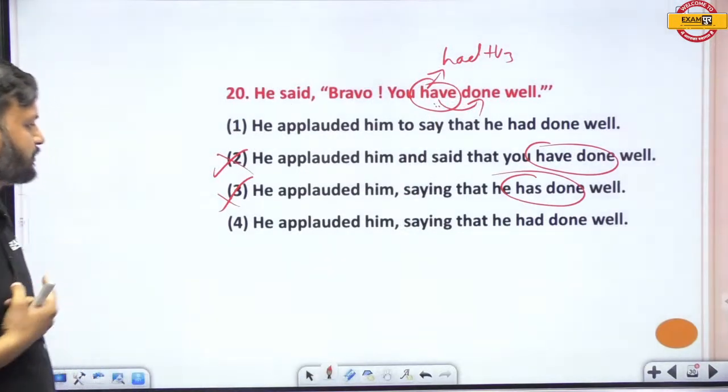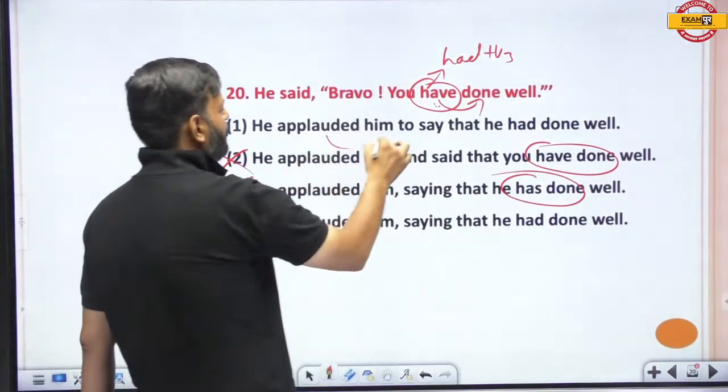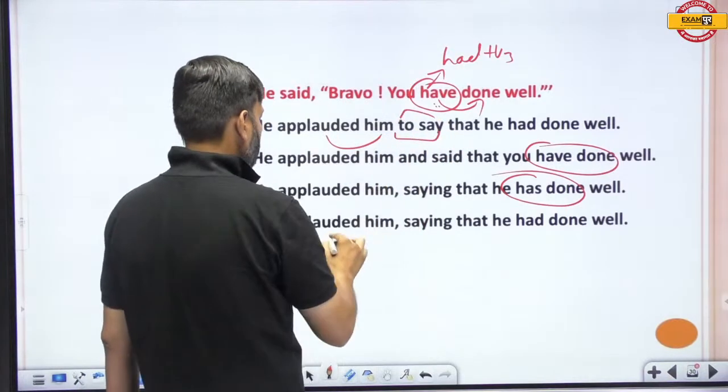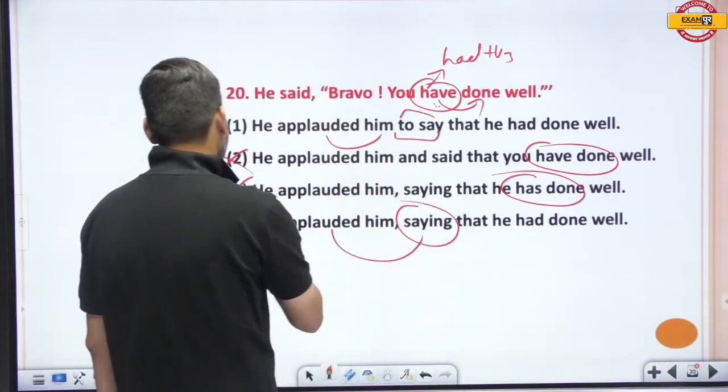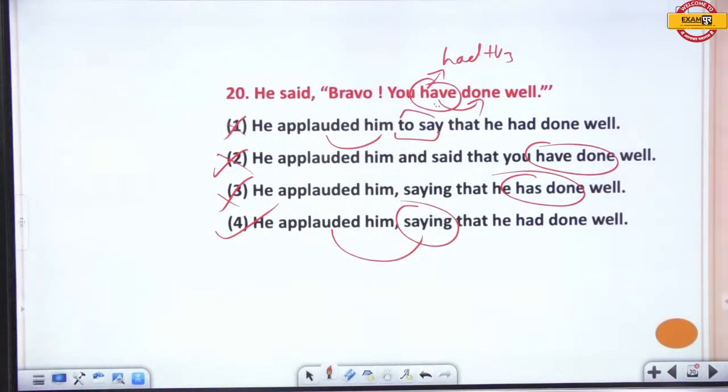So now we have two options. "He applauded him, saying that he had done well." "He applauded him to say." Applaud is not followed by to plus V1. Applaud is followed by ing. So the correct option is the 4th.